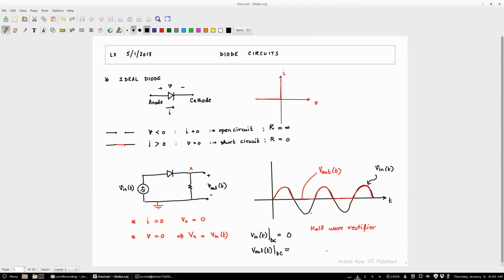What is the DC component of Vout? Greater than 0 or less than 0? DC is just the average. So the average of the black signal is obviously 0 because it's symmetric, at least if I have drawn it symmetric, right? And what's the average of this red signal? It's greater than 0, right?